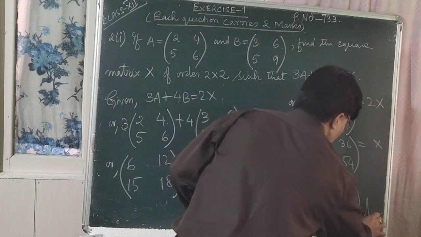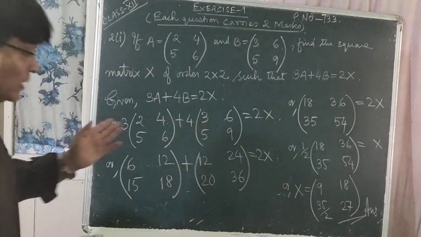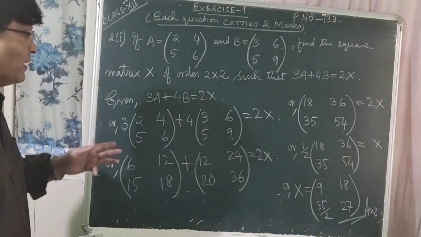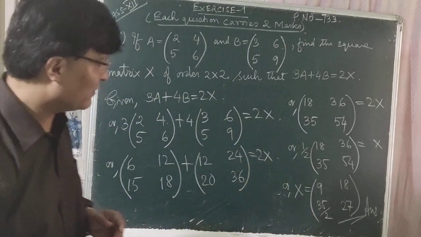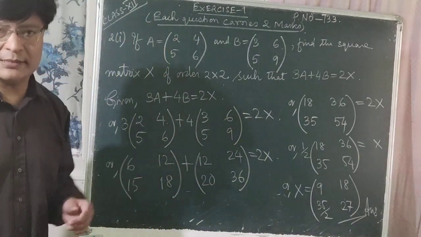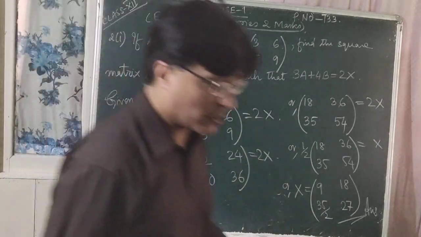So this is the final answer. So what is the matrix x out here? It is in the first row 9 and 18, and in the second row 35 by 2 and 27. That is, all the elements are multiplied by the scalar, that is half. Okay, so I think I've understood it. So let's do the next problem now.